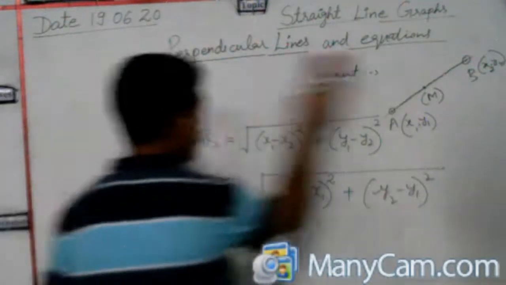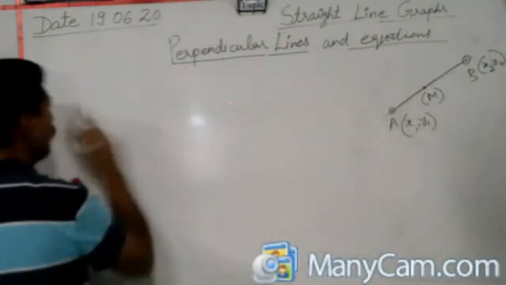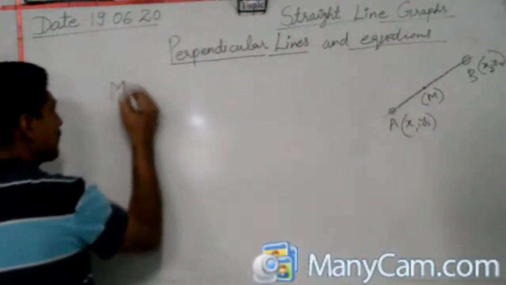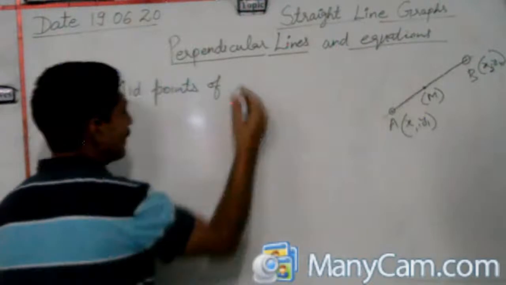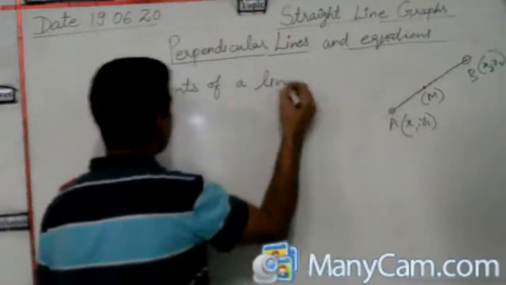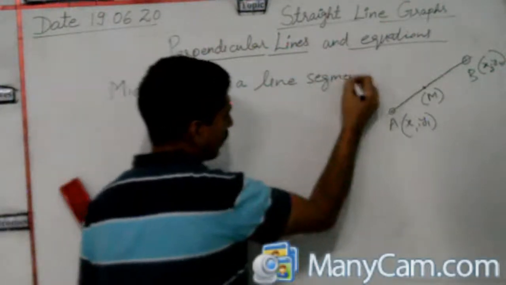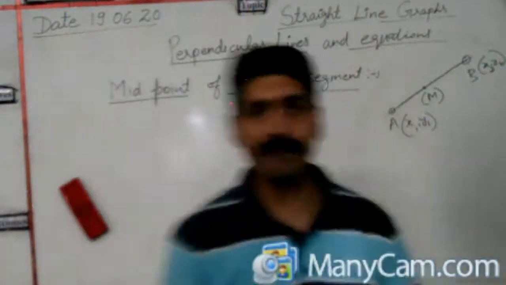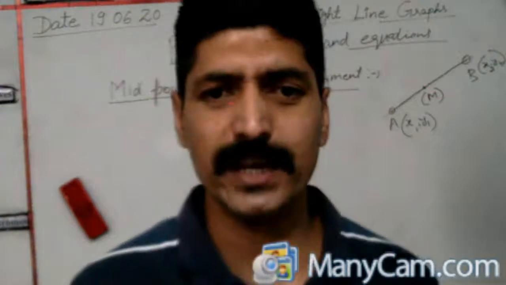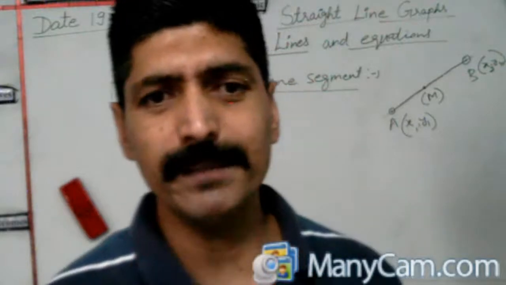Now if we have the coordinates, and you want to find the midpoint of a line segment, like in so many questions, we have a diagram, a triangle, quadrilateral, square or pentagon, hexagon, different polygons, and we need to find their midpoint.